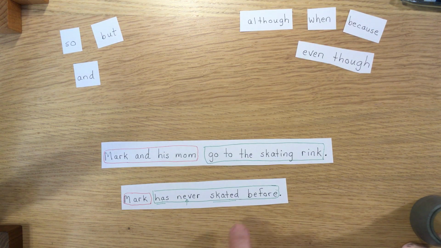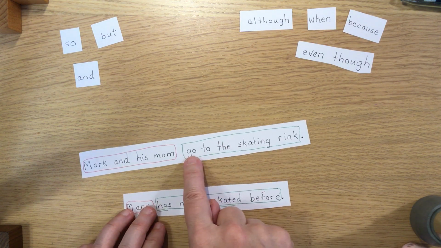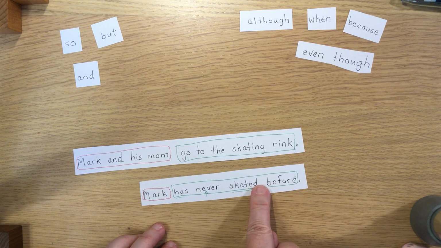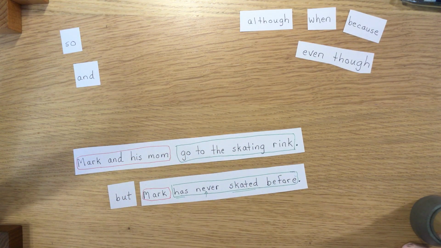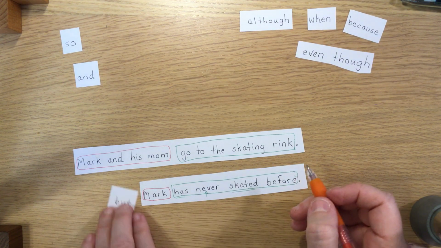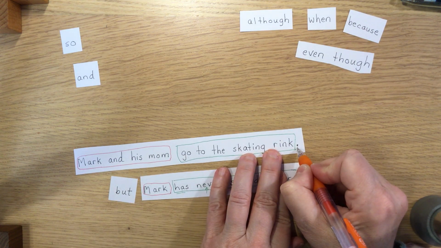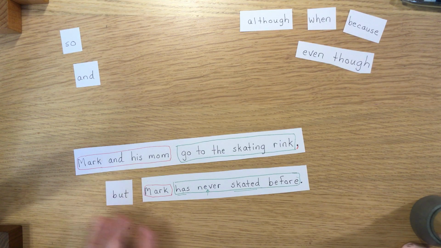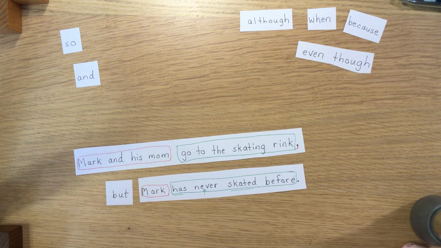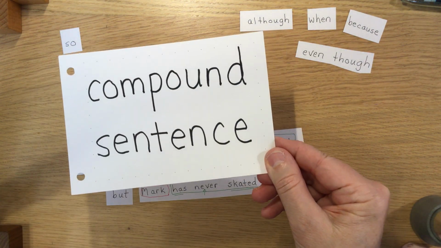So one way we can do this is we could say, Mark and his mom go to the skating rink. And then we could say, but Mark has never skated before. If we do that, we are going to turn this period into a comma. So Mark and his mom go to the skating rink, but Mark has never skated before. This is what we call a compound sentence.